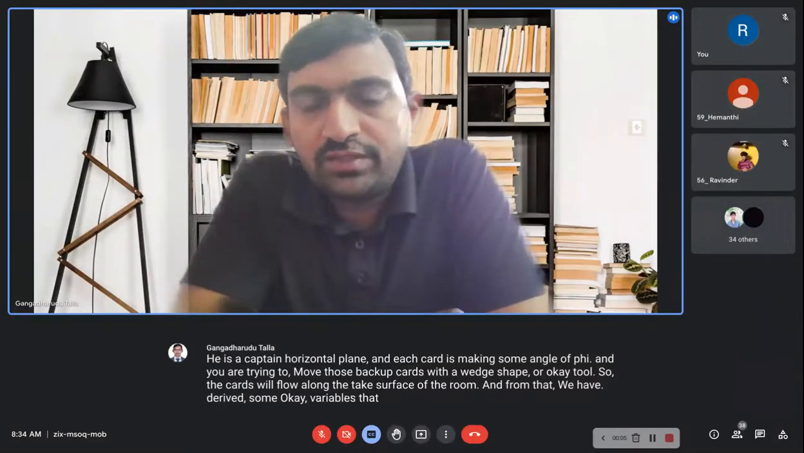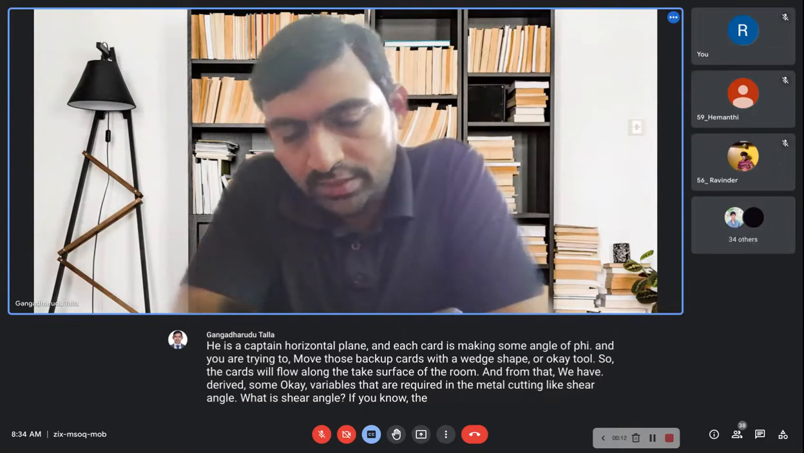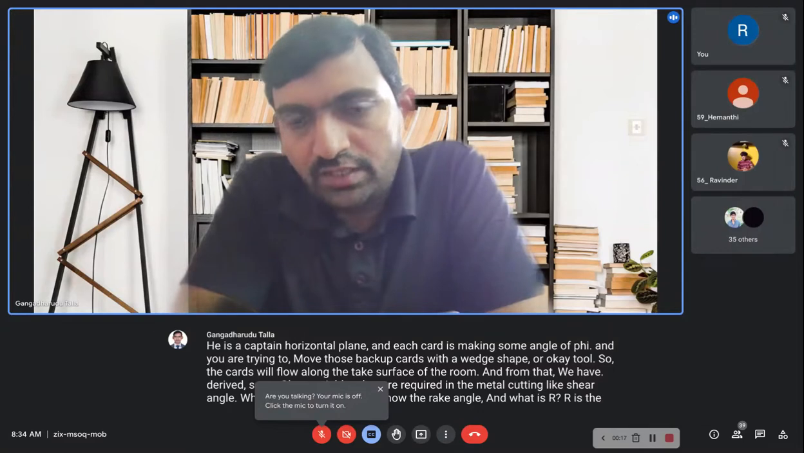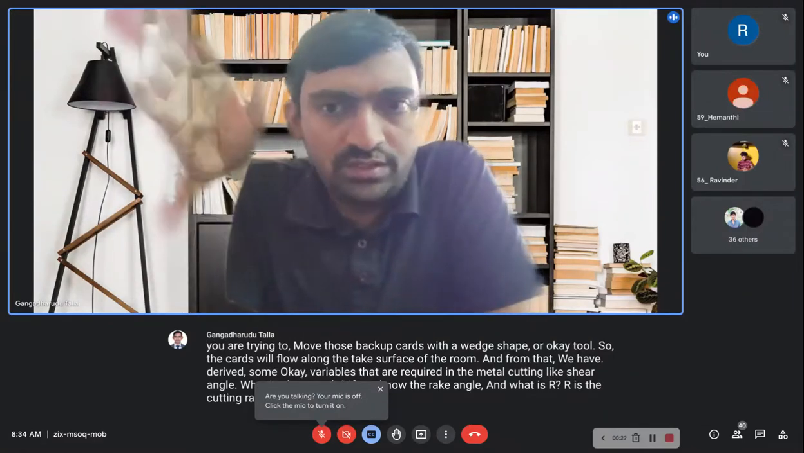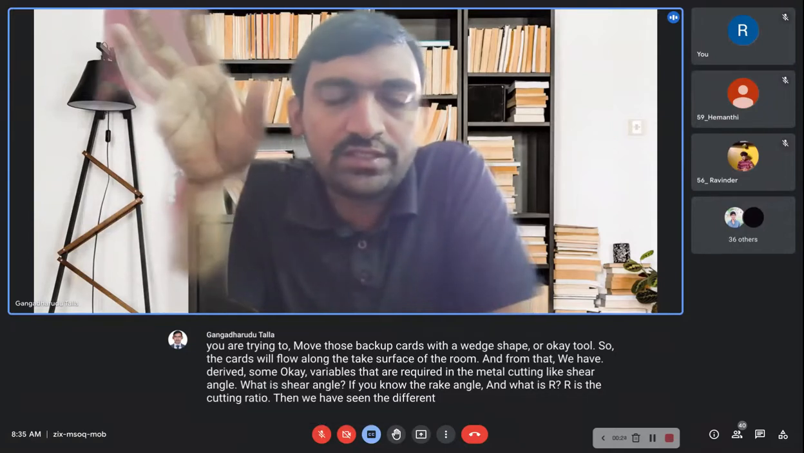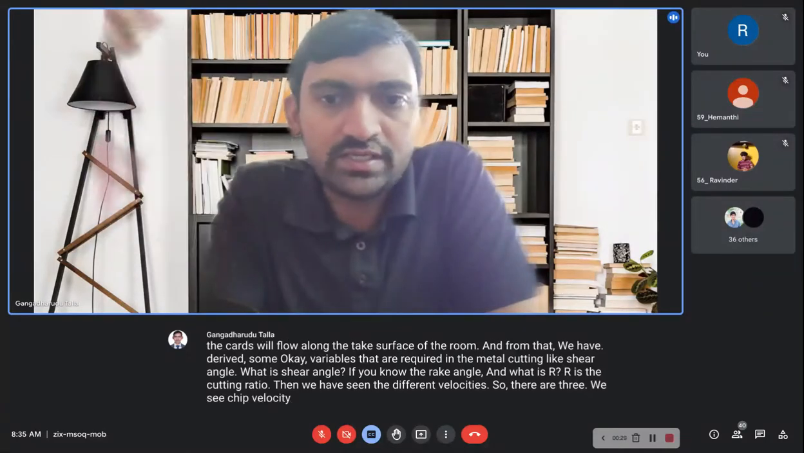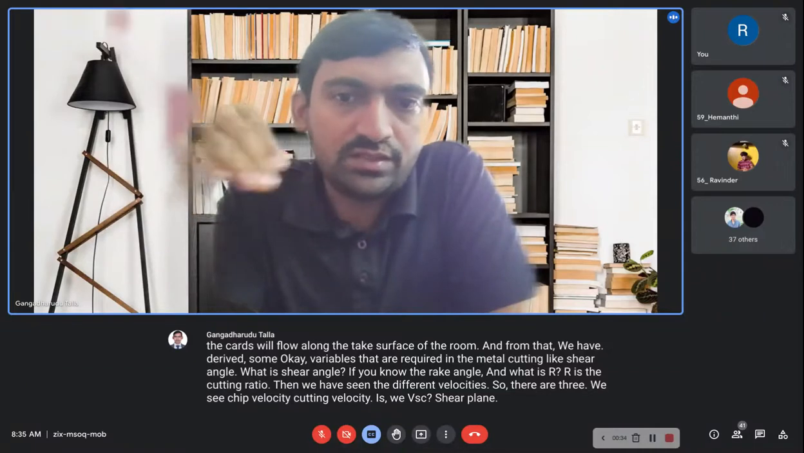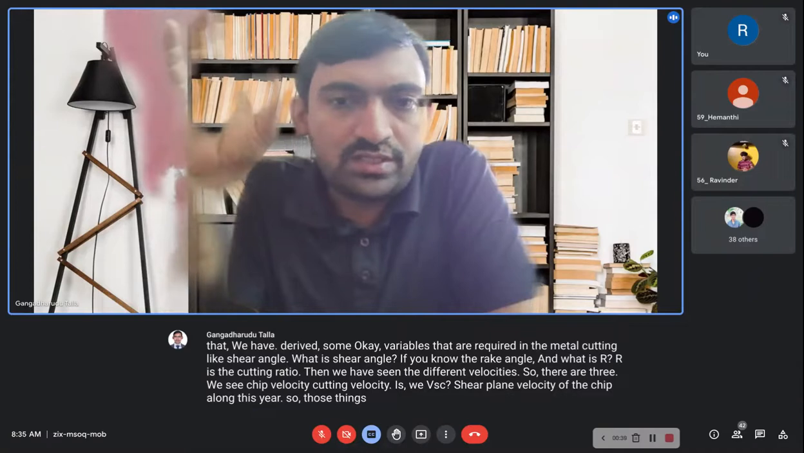Some variables that are required in metal cutting, like shear angle. What is shear angle? If you know the rake angle. And what is r? r is the cutting ratio. Then we have seen the different velocities. So there are three: Vc is chip velocity, cutting velocity is V, Vs is the shear plane velocity of the chip along the shear plane. So those things, and we have seen the relation between them.